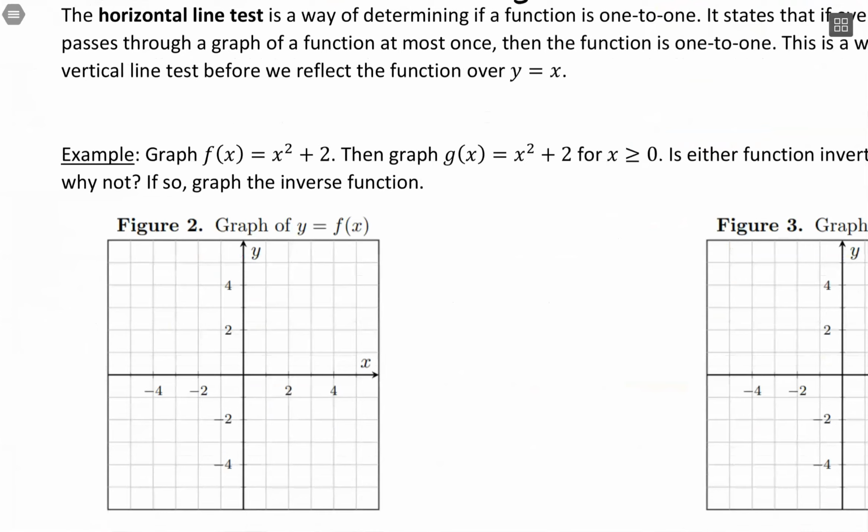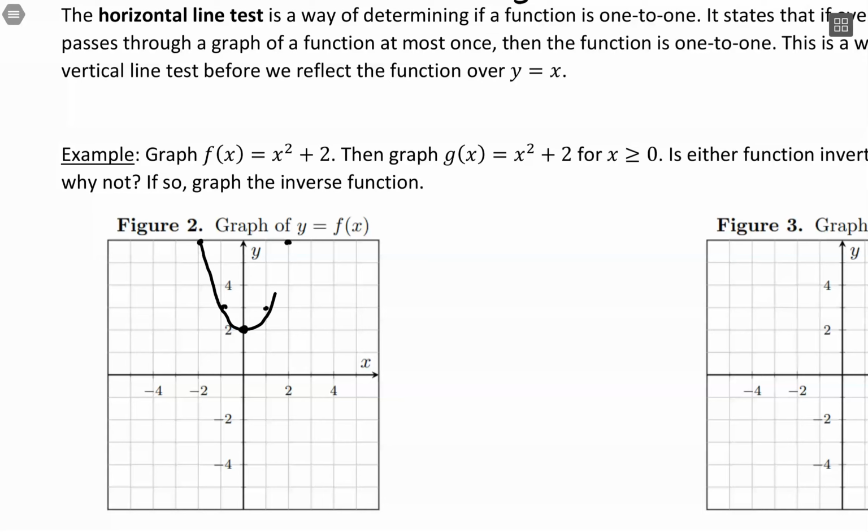So what we're going to do is look at our parabola in two forms here. One form will just be x squared plus 2. The other form will be x squared plus 2, but with a restriction on the domain. So let's just look at x squared plus 2. So that's our parabola that's been shifted up 2 units. So if I graph that, I have vertex at 0, 2, and then just my standard parabola shape without any stretches or anything.